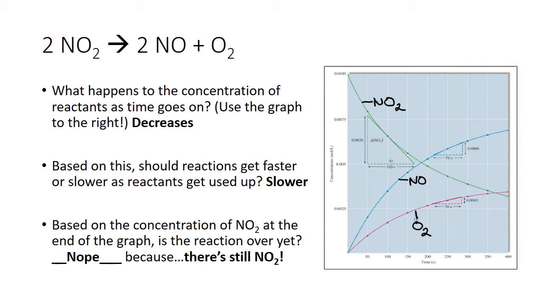So here we have concentration obviously decreasing over time. That would mean the reaction should be getting slower, because if the concentration goes down, the reaction rate should drop. And if we look here, we still have NO2. So the end of this graph may not be the end of the story for this reaction because there's still reactant there.